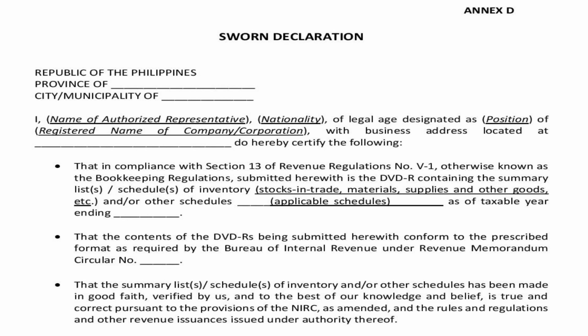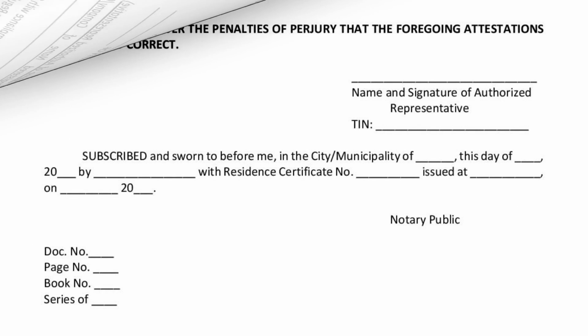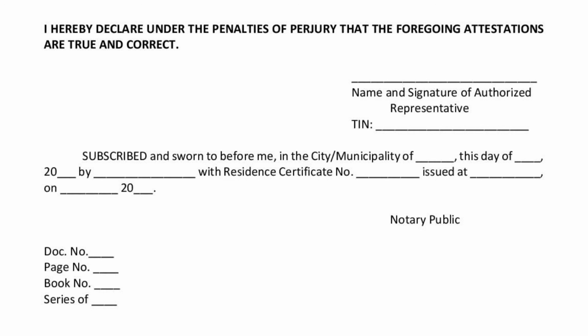That the contents of the DVDRs being submitted herewith conform to the prescribed format as required by the BIR under Revenue Memorandum Circular. That the summary list or schedule of inventory and or other schedules has been made in good faith, verified by us, and to the best of our knowledge and belief is true and correct pursuant to the provisions of the IRC as amended, under rules and regulations and other revenue issuances issued under authority thereof. So, I declare under the penalties of perjury that the foregoing attestations are true and correct. Authorized name and signature of representative, identification number, and the notary public.